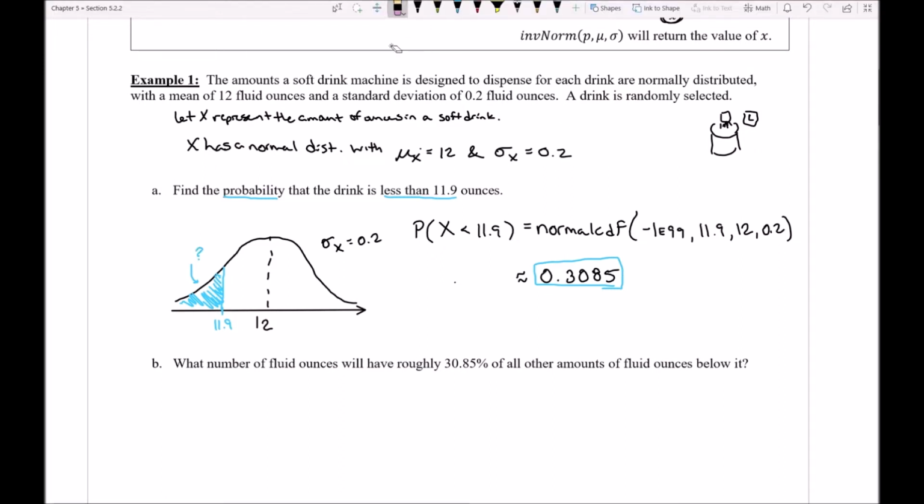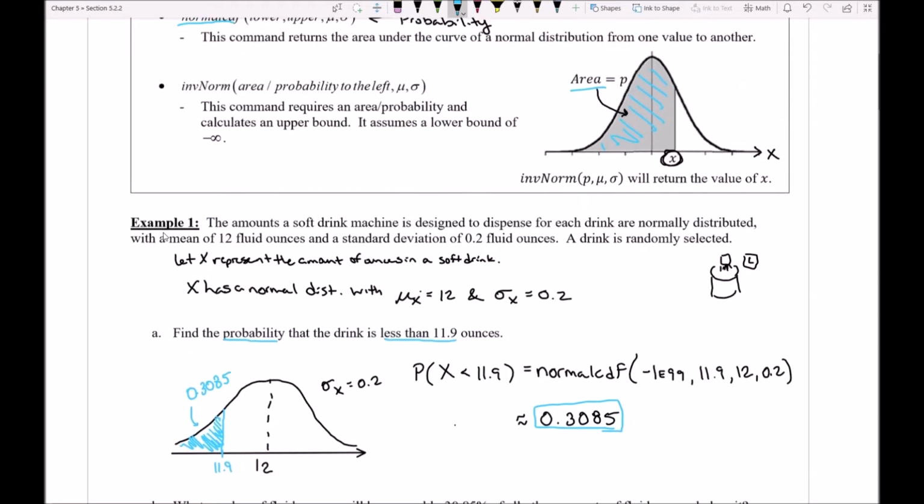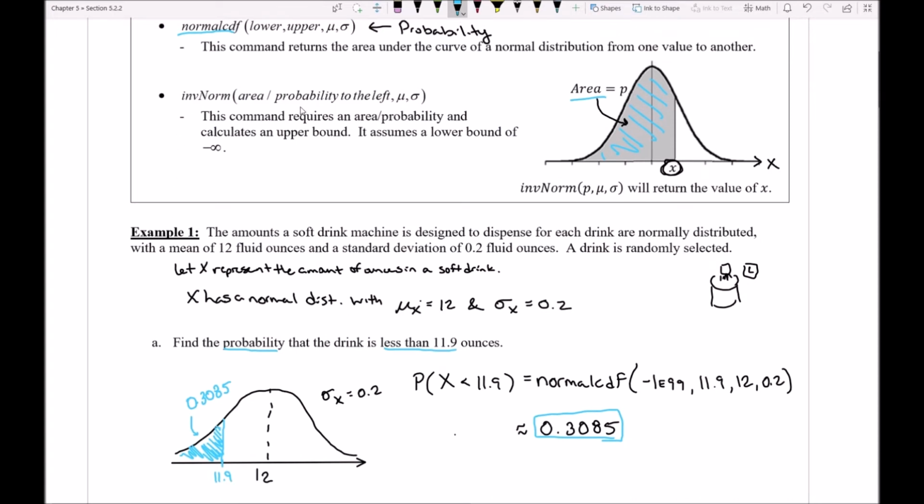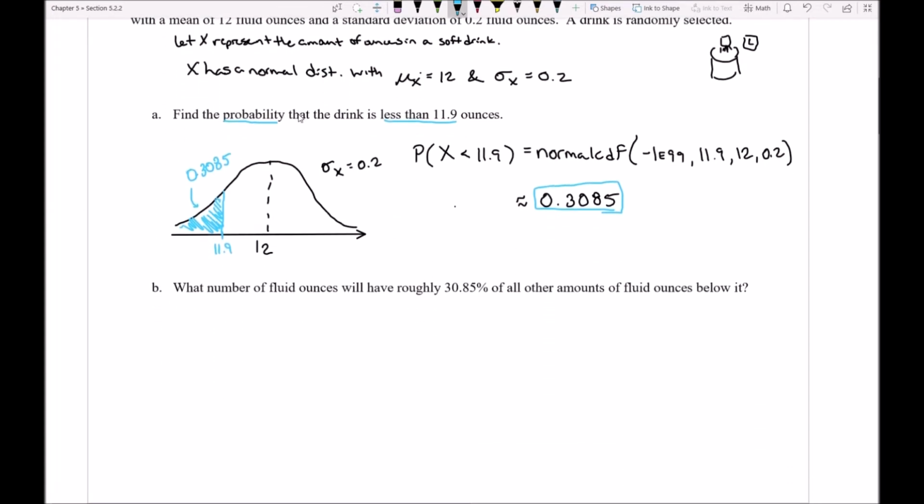That's what we've found. We can now update what we have here. The amount of blue space in the picture is 0.3085, or 30.85%. Okay, great. So this is a question like what we saw in the last section. Not much has changed, and we haven't used this new calculator command yet. But let's take a look at part B to see what this question asks.